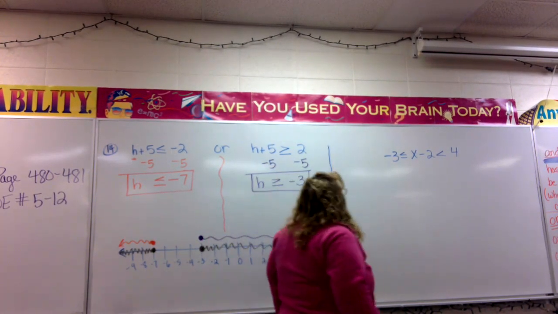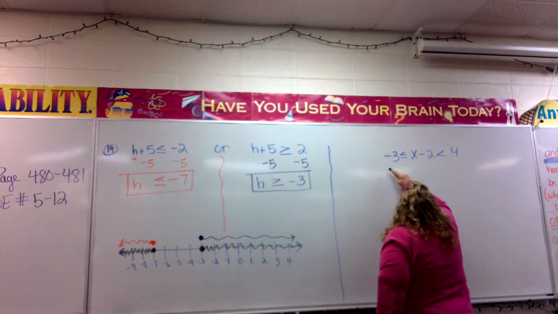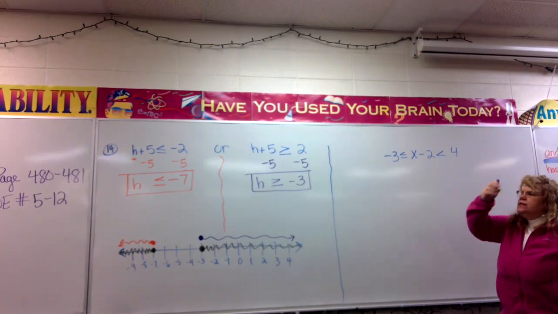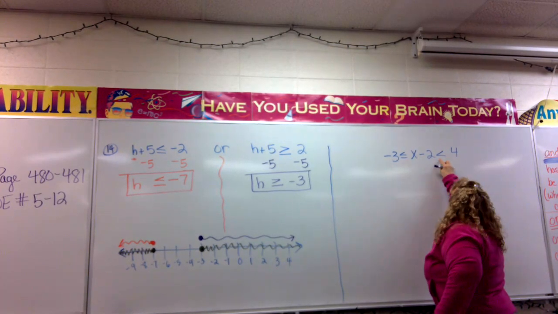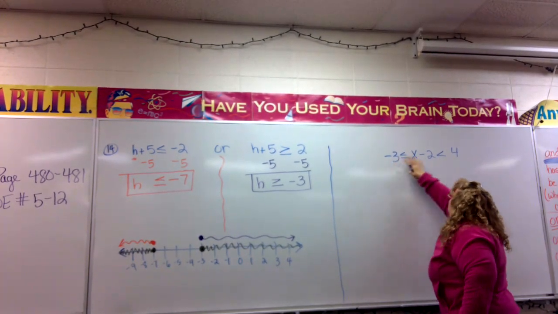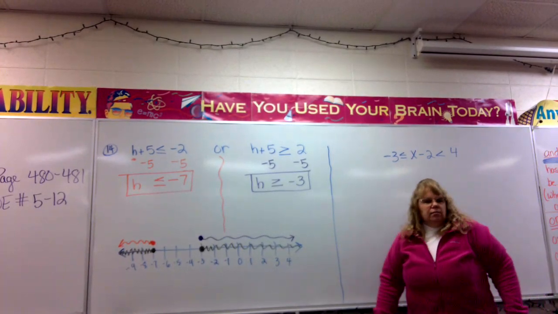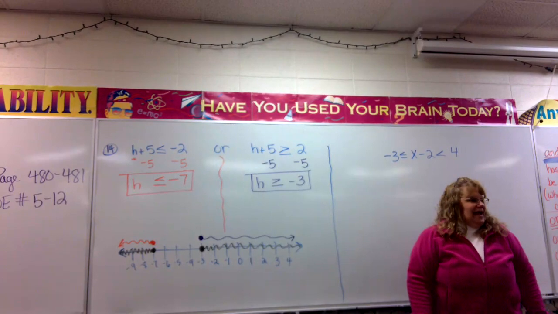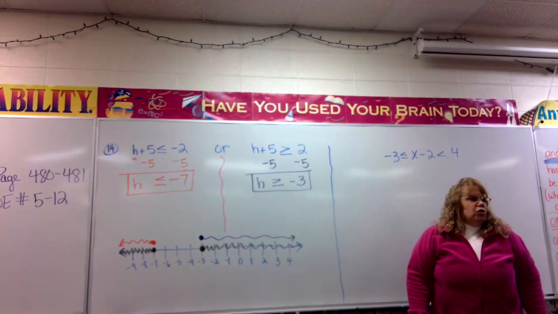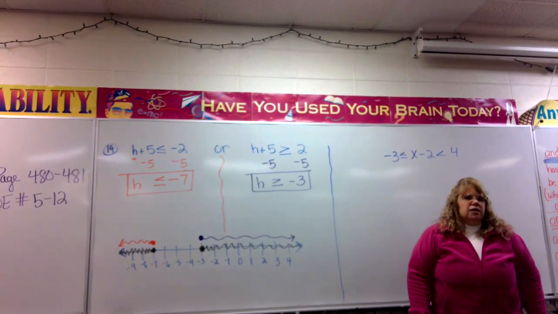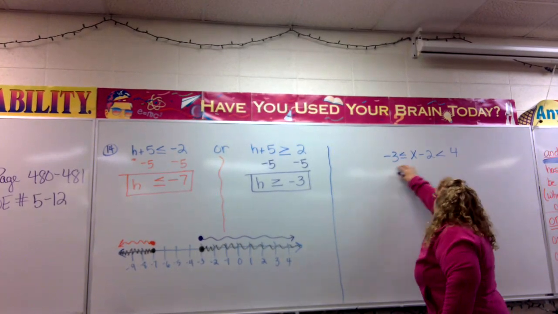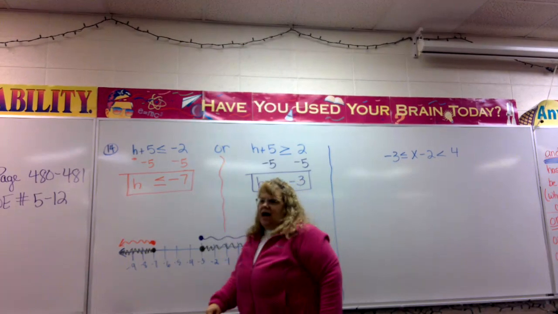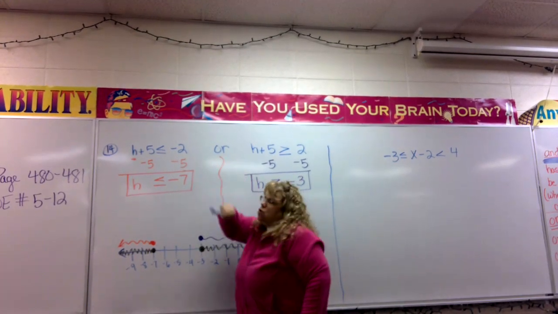Well, today we're going to be looking at things that are written like this. And it's different because you have two inequalities all within the same problem. And on top of that, there's no and or. There's no word. So we're going to have to take this and make two inequalities out of it and then put a word in between.